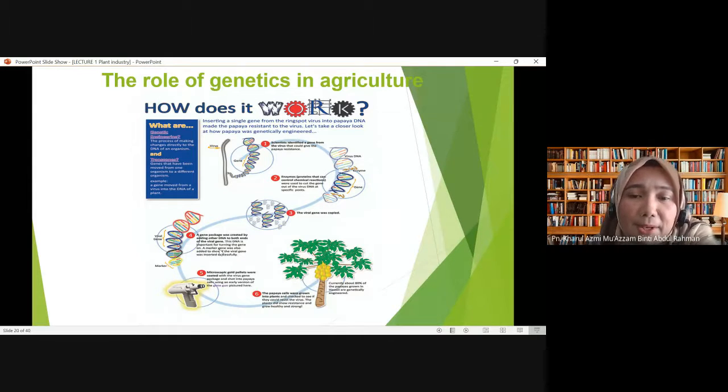Kita akan gunakan microscopic gold pellets were coated with the virus gene. Inilah kita letak kat sini tool dia untuk masukkan ke dalam pokok tadi. The papaya cells were grown into the plants. Kita macam guna gun lah, kita tembakkan ke dalam ni lah, bukanlah tembak macam pistol tu, tapi adalah cara dia, kan, kita buat dekat lab tu tadi.